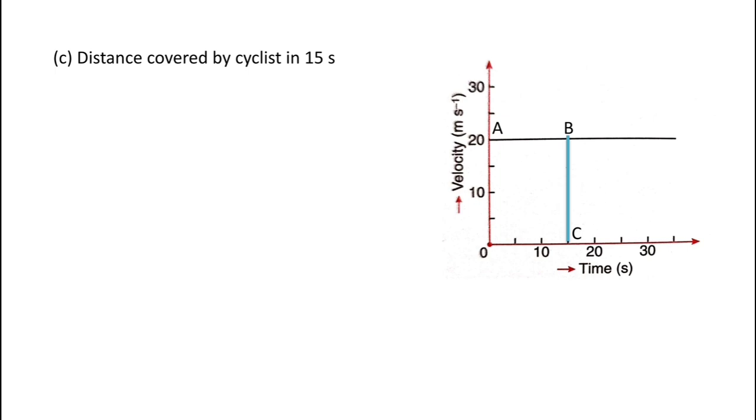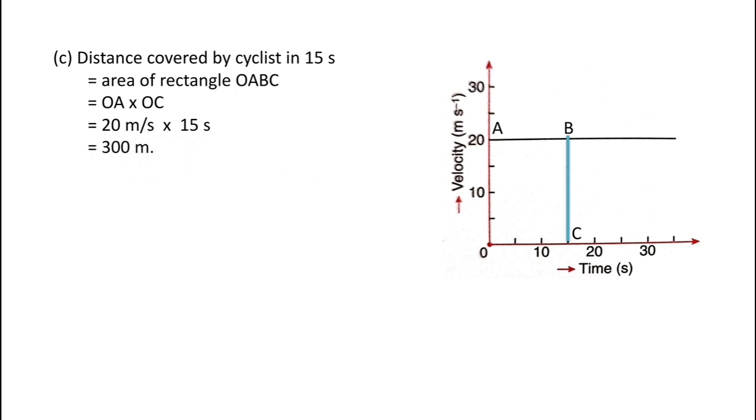From this graph we can find the distance covered by the cyclist in 15 seconds is equal to the area of the rectangle OABC, and the area of the rectangle OABC can be written as OA into OC. Now you know the magnitude of OA is 20 meter per second and OC is 15 seconds. So we multiply 20 meter per second into 15 seconds. It comes out to be 300 meter. Hence the distance covered by the cyclist in 15 seconds is equal to 300 meter.